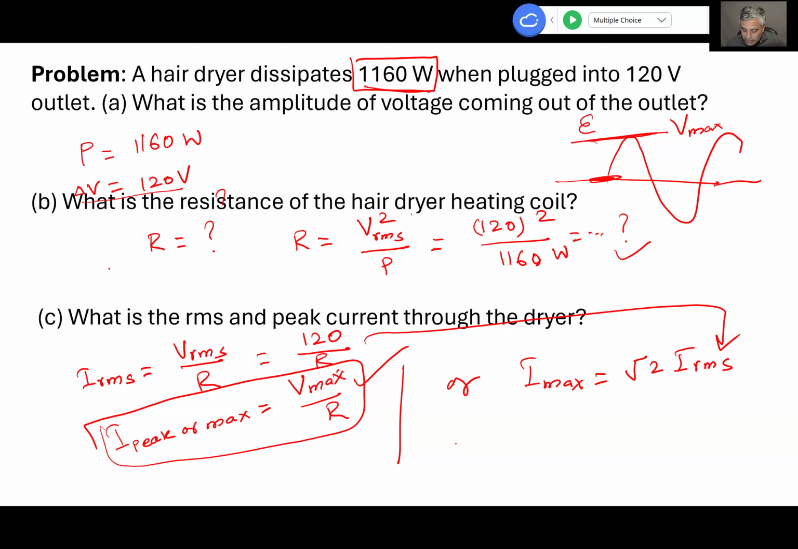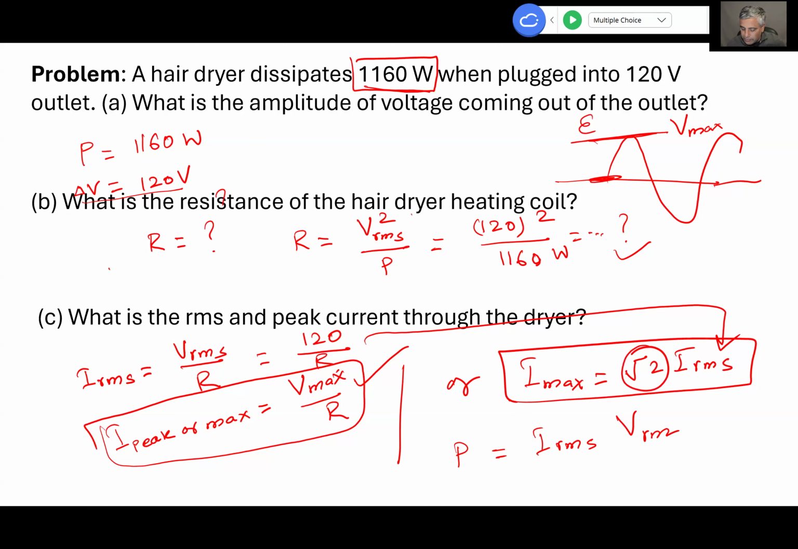But remember this, power is I RMS times V RMS. So all these are in terms of RMS. Whenever I need maximum or peak, I just multiply that particular quantity by square root of 2, okay? But for power, you have to multiply by 2 to get the peak value. So for example, what's the maximum power? It's going to be 2 times this RMS power here, okay?